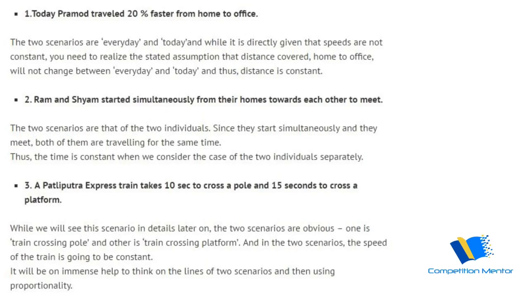So let's begin. Today Pramod traveled 20% faster from home to office. So imagine this is home, this is office. What's happening in these two scenarios? As you can imagine very well, the speed is changing, right? Today Pramod is traveling faster, yesterday or maybe every day he was traveling with a certain speed. So what is constant? Obviously his distance from home to office is constant. Thus, very simple, we got distance is constant, and then we can apply whatever proportionality we have derived and thought about. As speed equals distance upon time, right?